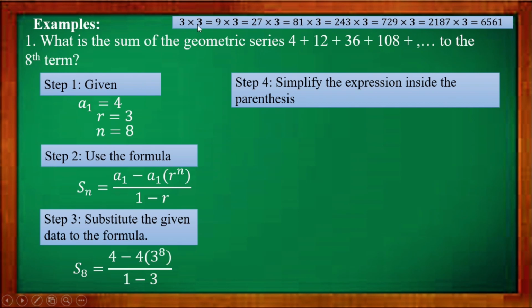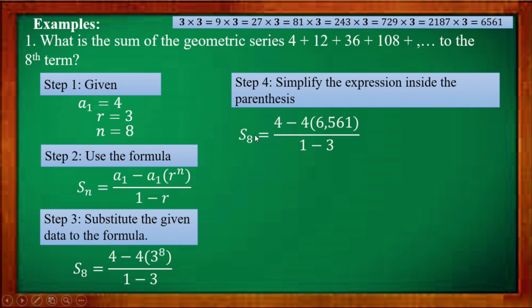So 1, 2, 3, 4, 5, 6, 7, 8. We are going to multiply 3 by itself 8 times. So 3 times 3 is 9. 9 times 3 is 27. 27 times 3 is 81. Times 3 is 243. Times 3 again is 729. Multiply by 3 is 2,187. Then the product is 6,561. That is why we will have this one.